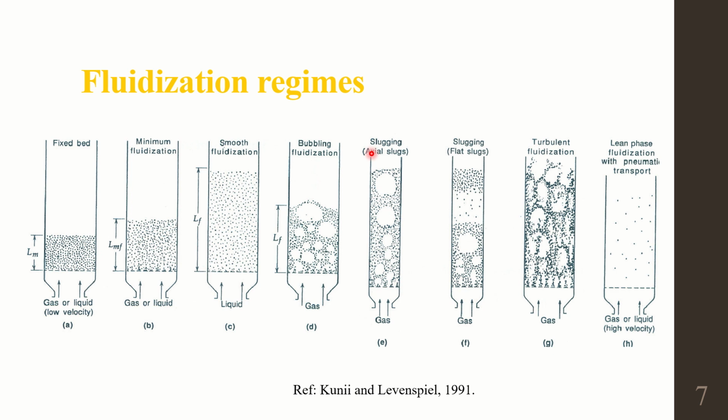So this is axial slugs and this is flat slugs. The bubbles start growing in size, and after a point the bubbles, on reaching the surface, start to break up. That happens over here. But if we further increase the velocity, the bubbles start to burst out and the solids they are carrying are thrown away.